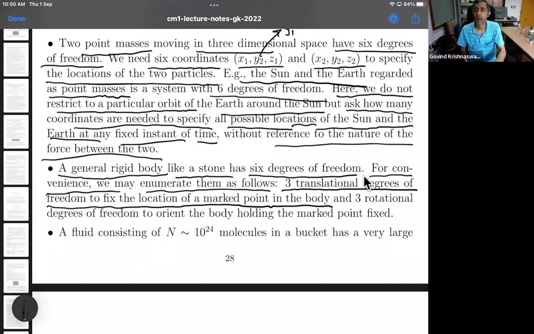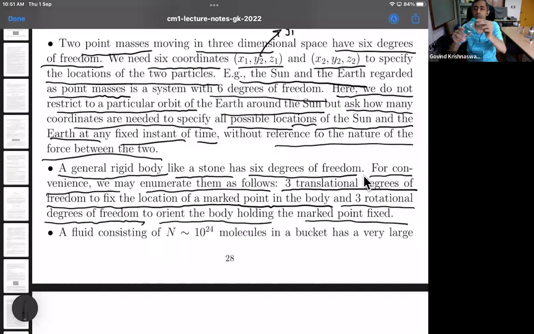In addition to that, having located the pen tip, I have still a lot of freedom in locating the rest of the pen, right? In fact, I can rotate it in any which way. It's more than that. I mean, a pen is somewhat of a bad example. Maybe I need somewhat bigger object. Yeah, this bottle, for instance. Suppose I have located the cap of the bottle somewhere, then there is still yet more degrees of freedom. And these are 3 in number. There are 3 rotational degrees of freedom, which are needed to orient the body holding the marked point fixed.